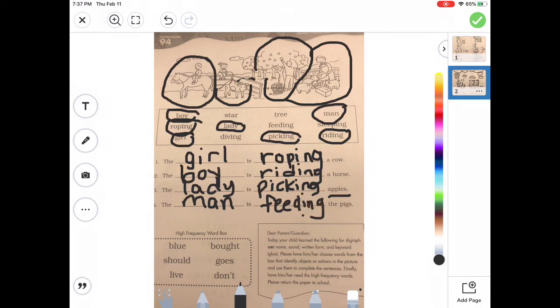So let's read those sentences one more time. I've got the girl is roping a cow. The boy is riding a horse. The lady is picking apples, and the man is feeding the pigs.